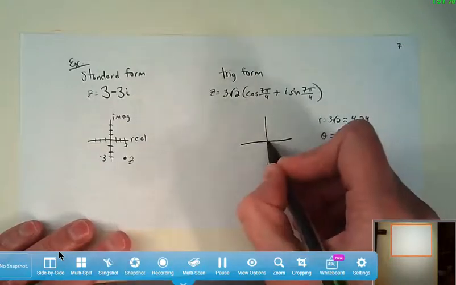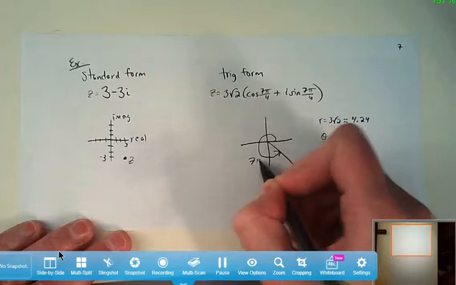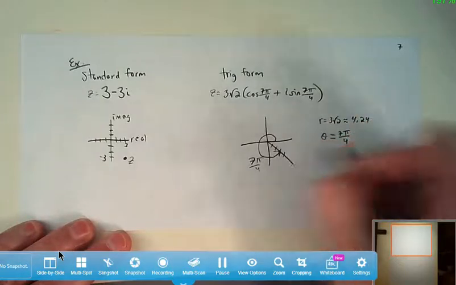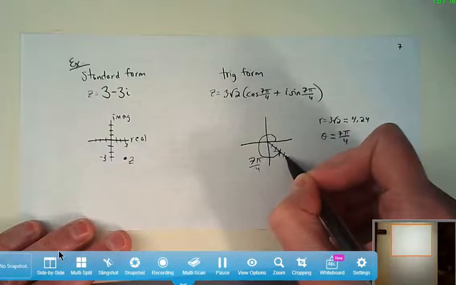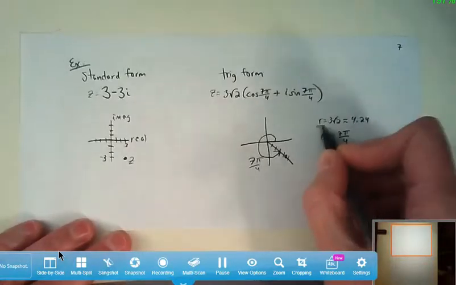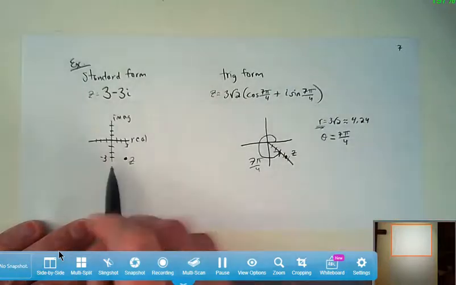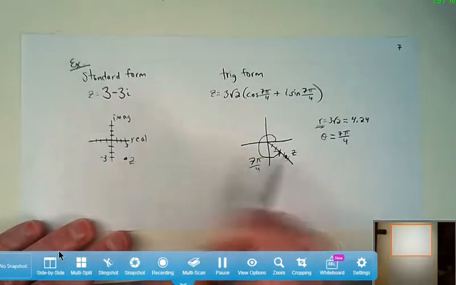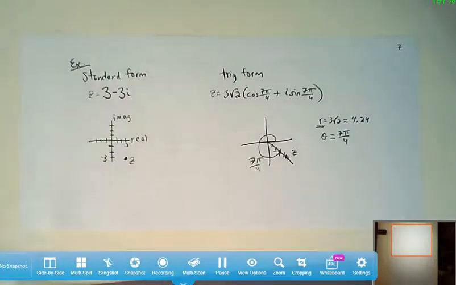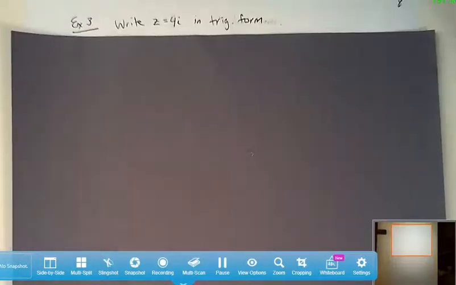So if we sketch 7 pi over 4, which is smack dab in the middle of quadrant 4, and then we go out about 4.24, so about 4¼ units on that terminal side, because that's what r is, the distance from the origin, this should be the same location in space as this. If we were to put these two on the same plane, they'd be that same spot. So hopefully that gives you some idea why we might work in trig form, or the fact that they are actually equivalent. But we have 2 more things to do in this lesson. We have just 2 more examples to go. And for our next example, we are going to write 4i in trig form.